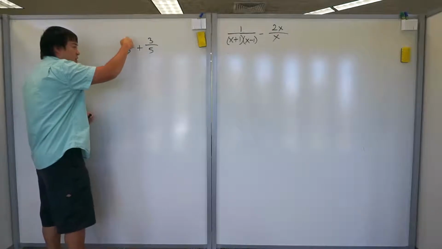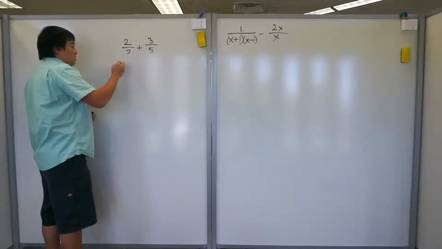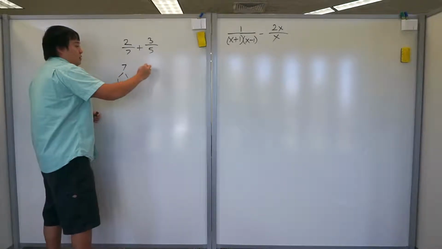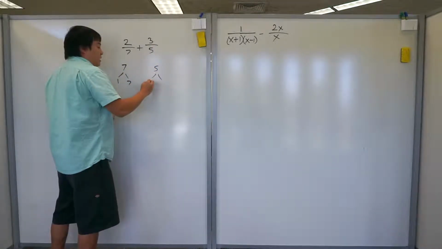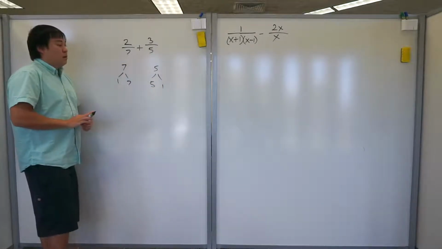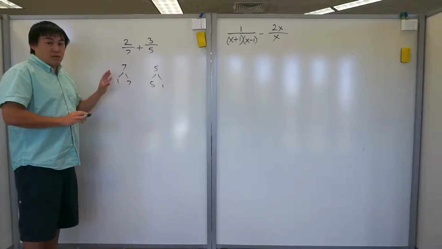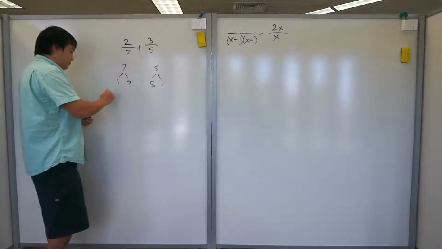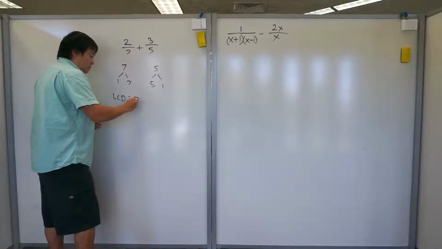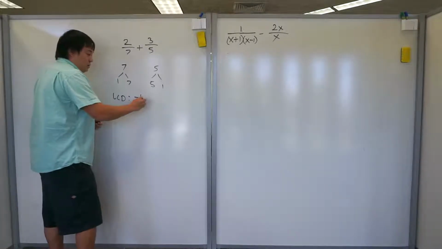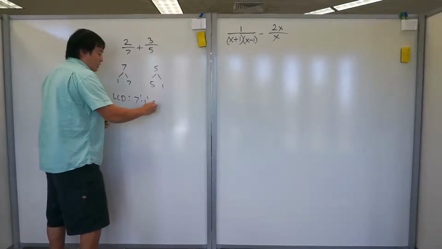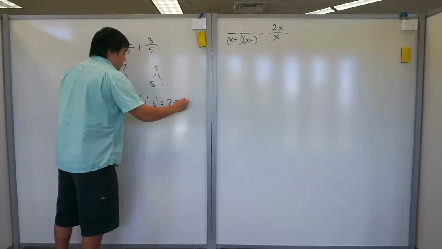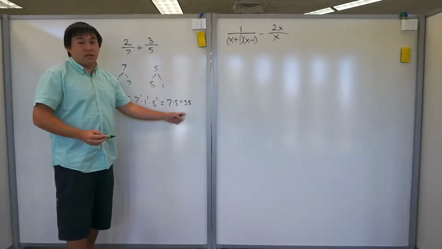So in order to find this LCD, you take the denominator and you find its factors, and the other denominator and find its factors. The highest exponent of each of those numbers, you write in the LCD. So 7 to the 1, 1 to the 1, and 5 to the 1. This is the LCD here. Okay.